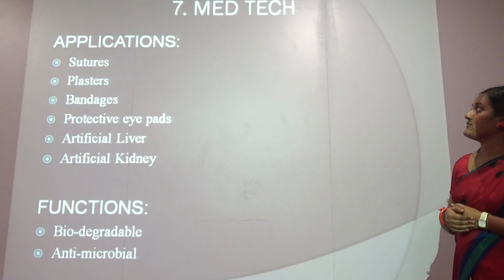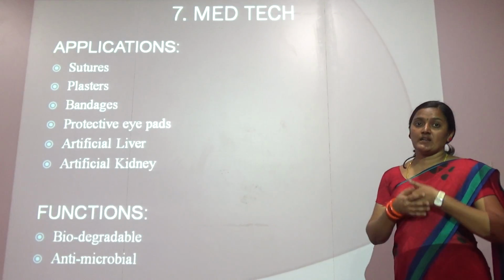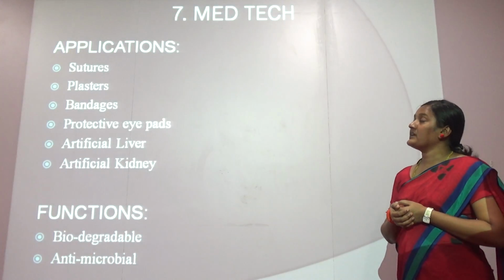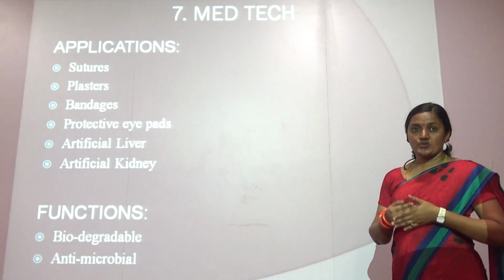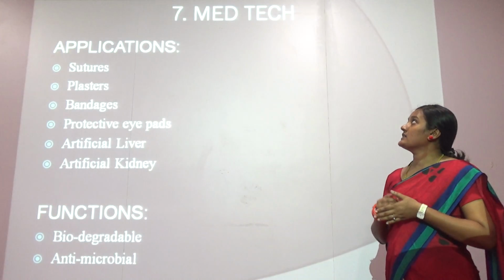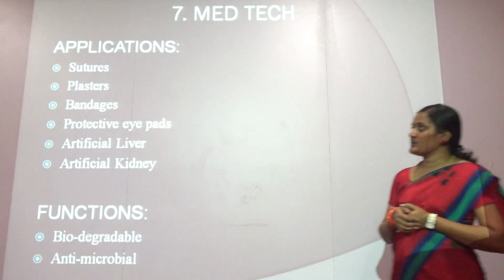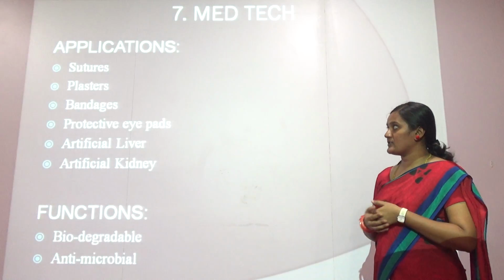Next slide. So the seventh one is medtech. In all the technical textile sectors, medical textiles have been widely used. Medtech is also called medical textiles. The textile materials which are used in the application of medicine are called medical textiles or medtech. So their applications are sutures, plasters, bandages, protective eye pads, artificial liver, artificial kidney.